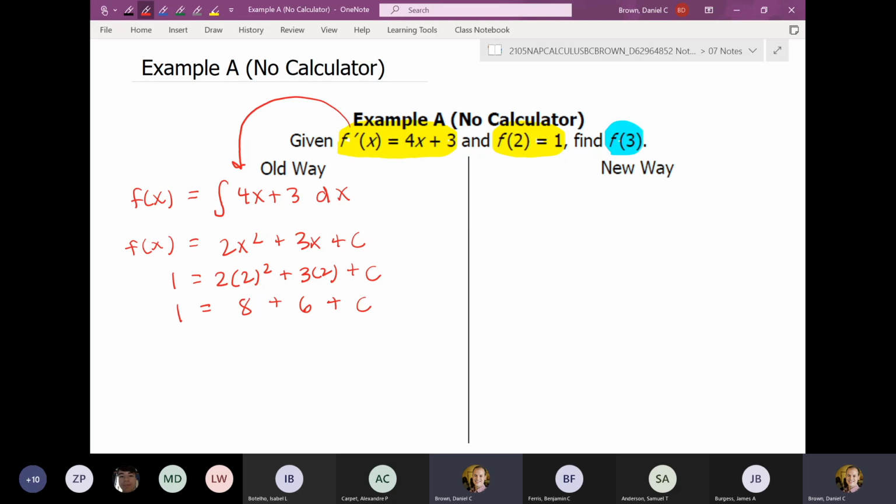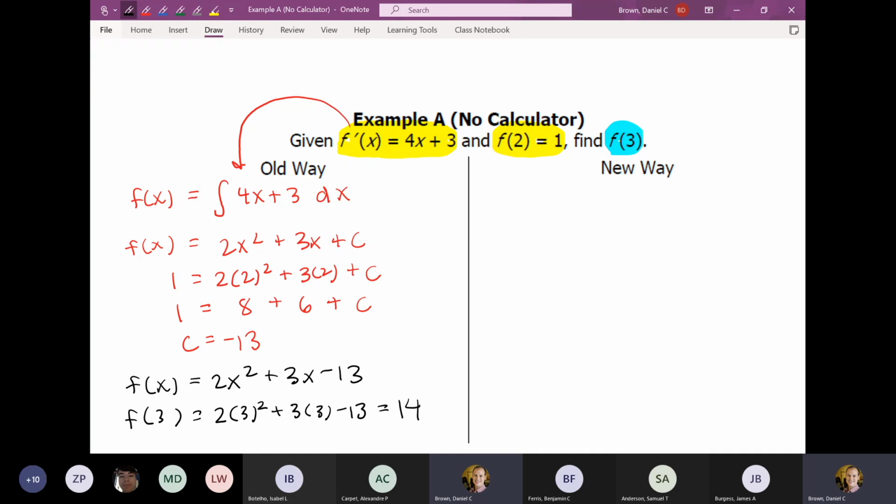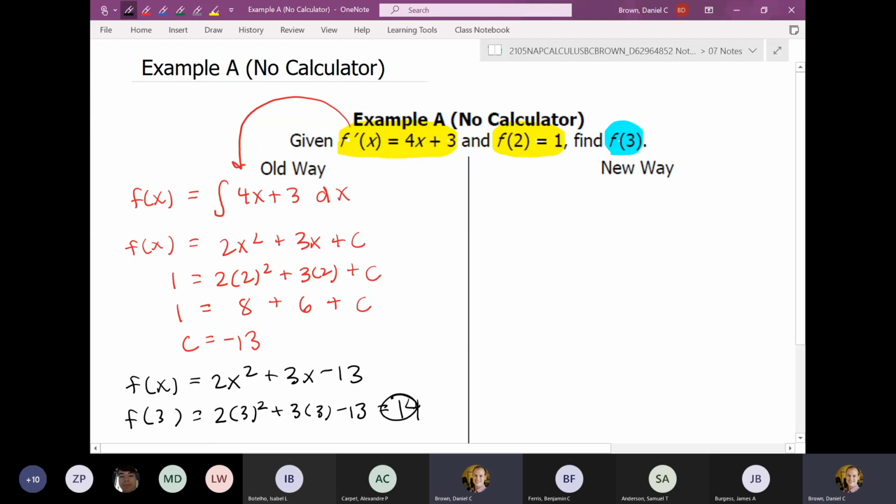And then we can go ahead and use that new function we have to find f of 3. So what was f of x finally? F of x was equal to 2x squared plus 3x minus 13. And then I can use that to find what I'm looking for, which is 2 times 9 plus 9 minus 13, which is 14. And that is the old way we did those problems.